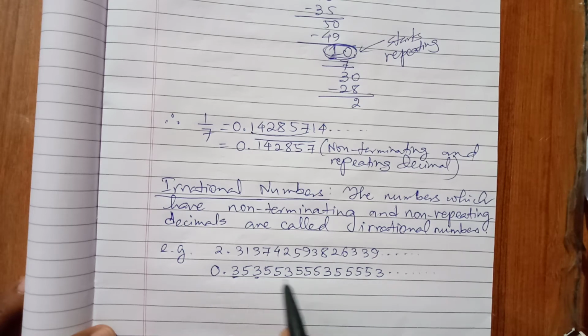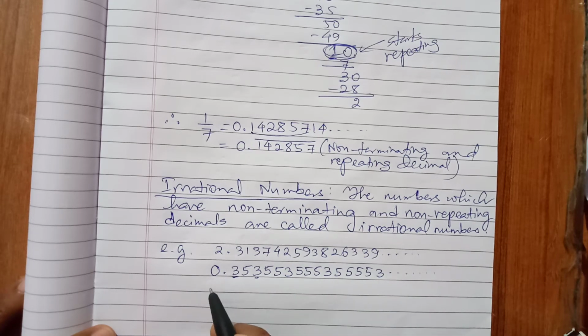So this pattern is maintaining a pattern, but you cannot say that any digit or any block of digits is repeating here. So this is a non-repeating decimal, and also dots are there, so it is non-terminating. So this is an example of non-terminating and non-repeating, that is, it is an example of irrational numbers.